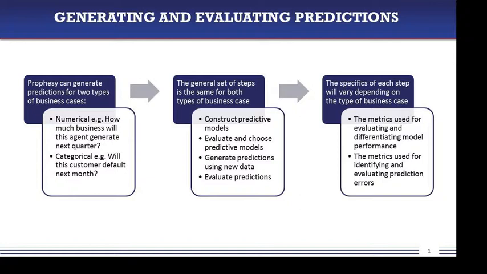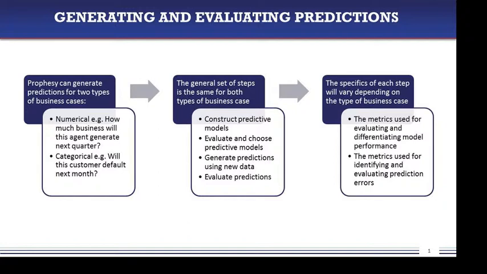The second kind of business case is the categorical business case. For example, will this customer default next month? The questions can be of various forms, but the answer will be of the form true, false, yes, no, 0, 1, and so on.